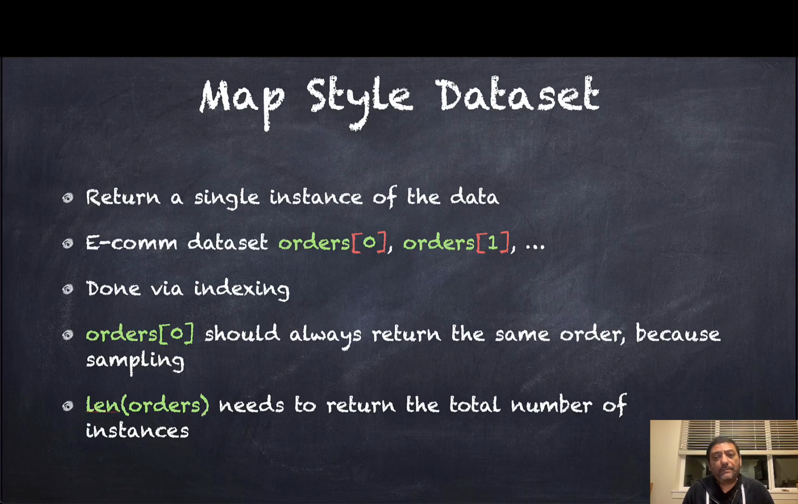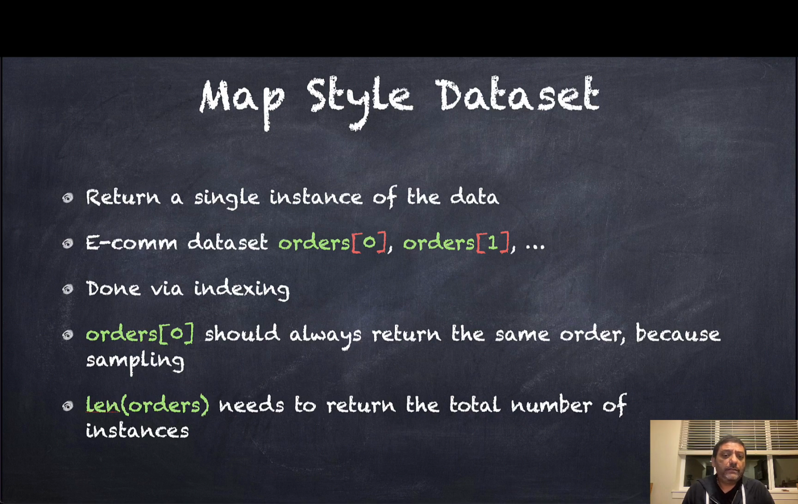Let's look at the MapStyle dataset now. Now remember, the main purpose of a dataset is to return a single instance of its underlying data. Let's consider an e-commerce dataset where we are returning the order details.